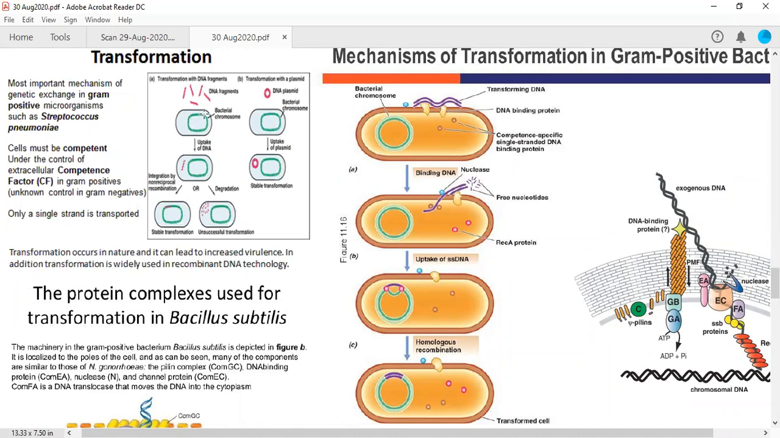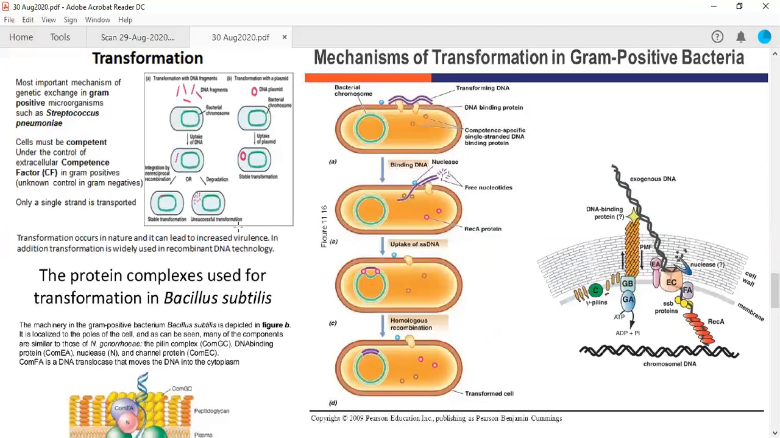Because bacteria have two types of genetic material: one is the main bacterial chromosome, and one is the plasmid. So transformation is possible in both cases, either with a DNA fragment, that is chromosomal DNA with homologous regions, or transformation with a plasmid. So either a plasmid or a fragment of the bacterial genome or chromosome can be transformed.